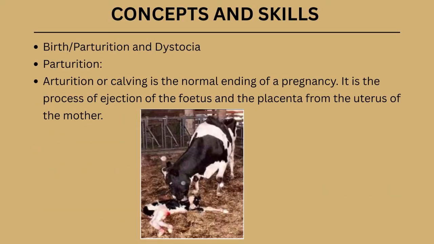Concepts and skills. Birth/parturition and dystocia. Parturition. Parturition or calving is the normal ending of a pregnancy. It is the process of ejection of the fetus and the placenta from the uterus of the mother.